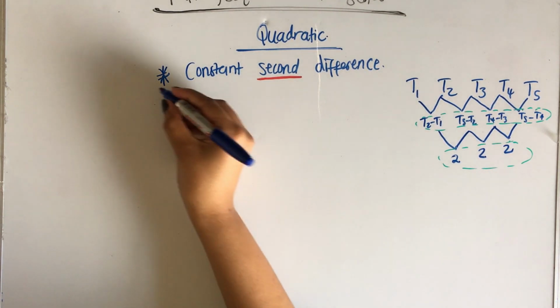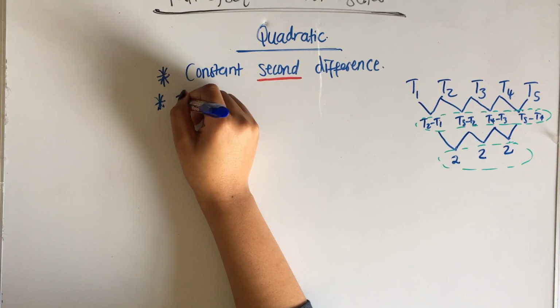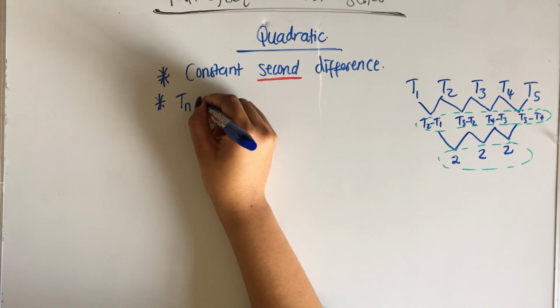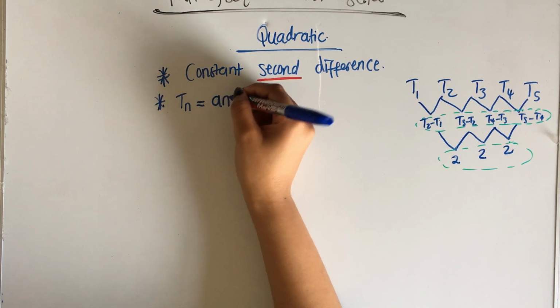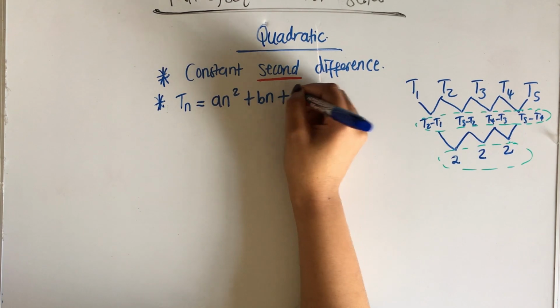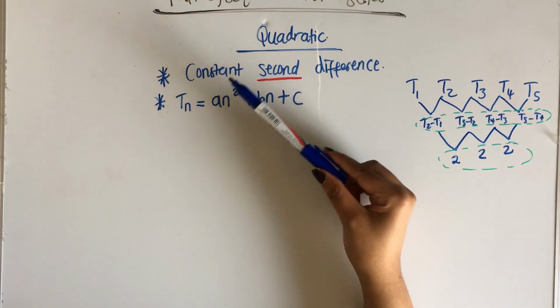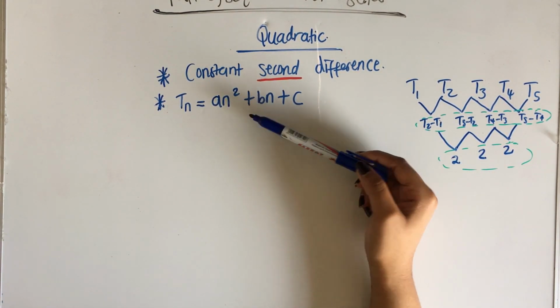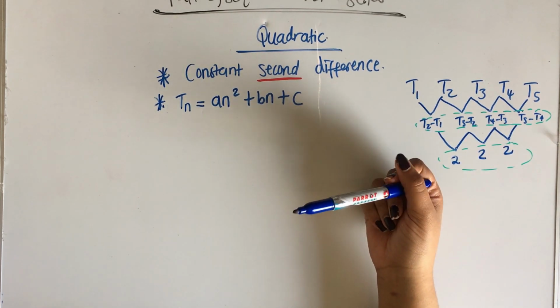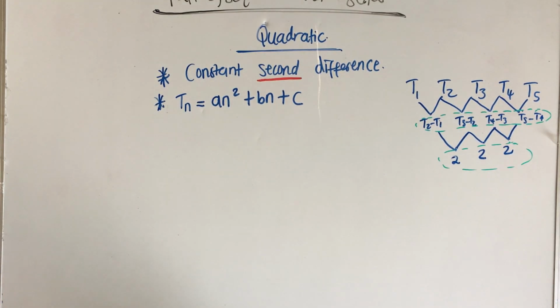Then we have our general term formula, and it is as follows: Tn equals an squared plus bn plus c. Now, obviously you might be asked to find your a, your b, or your c, or whatever. So it's important to note here that this is how it should be all the time.